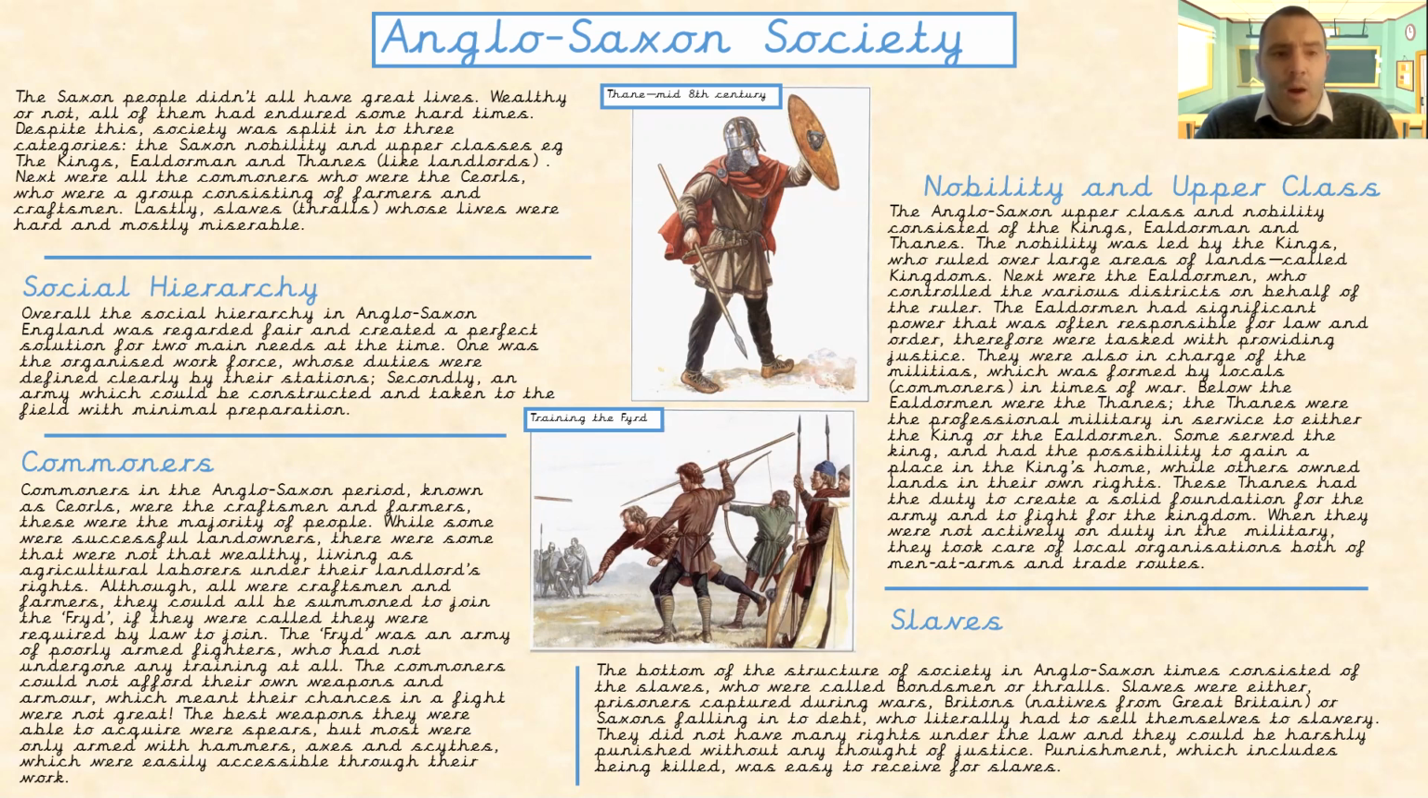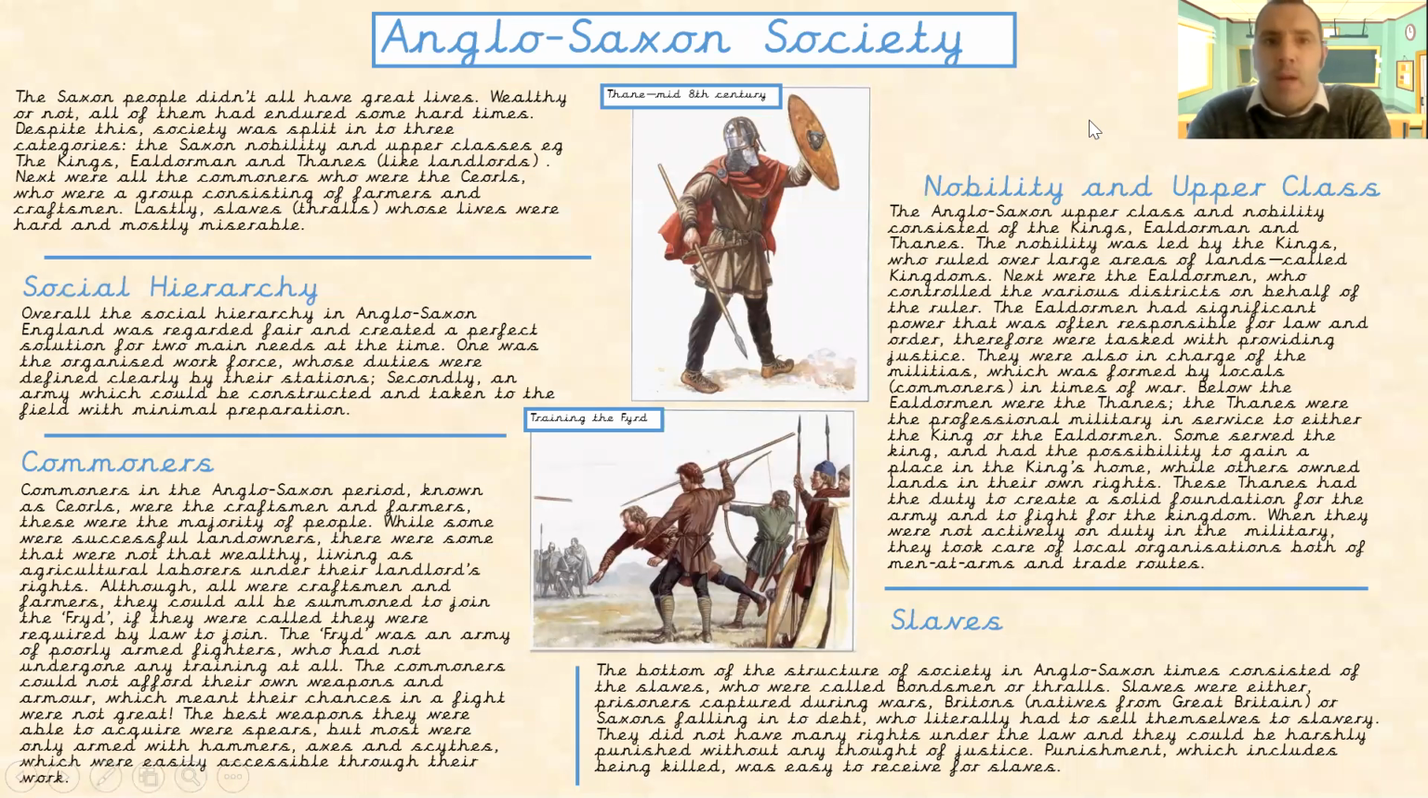The Fyrd was an army of poorly armed fighters who had not undergone any training at all. The commoners could not afford their own weapons and armour, which meant their chances in a fight were not great. The best weapons they were able to acquire were spears, but most were only armed with hammers, axes and scythes, which were easily accessible through their work.